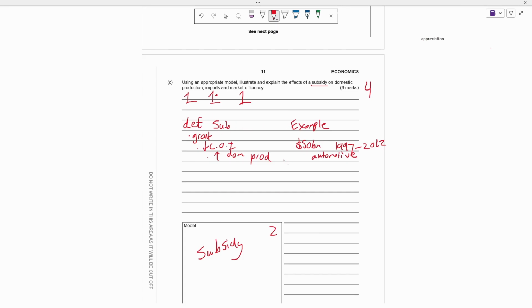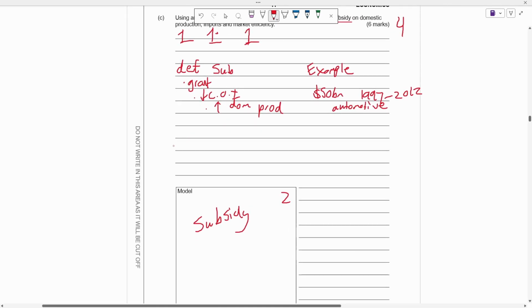So after defining a subsidy and giving an example, let's start on our explanation. So how will a subsidy affect domestic production? This one's pretty obvious, but a subsidy is going to increase domestic production.